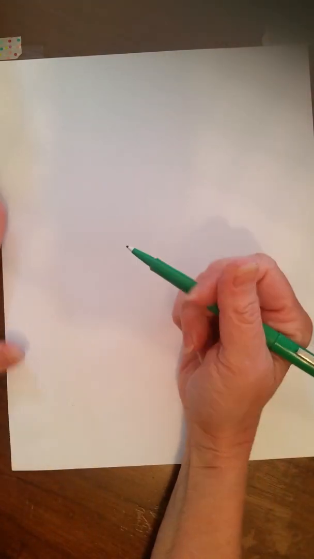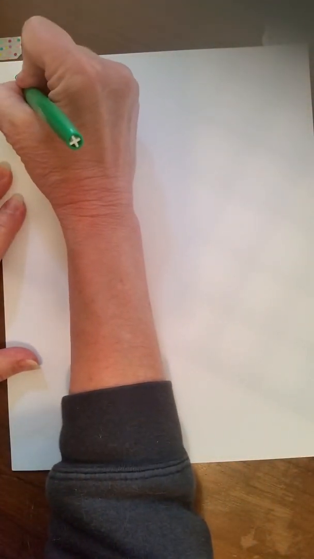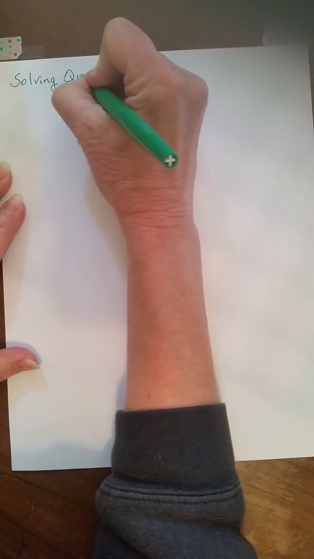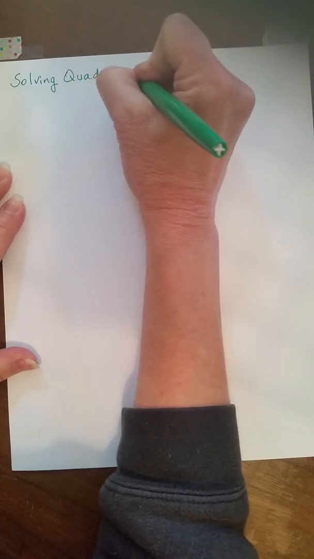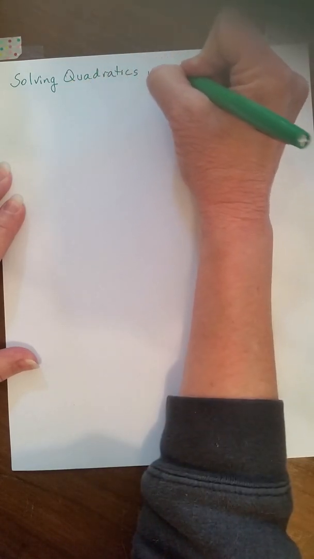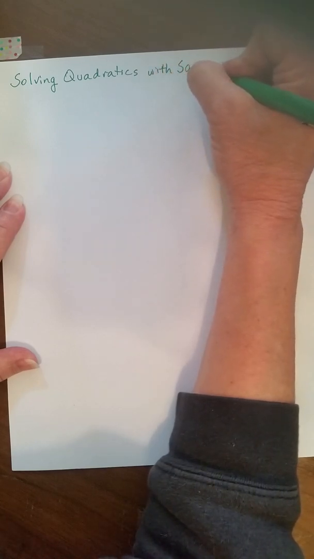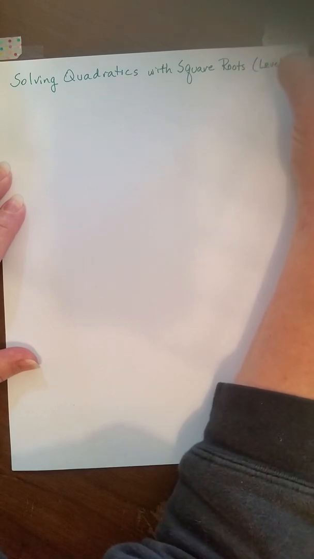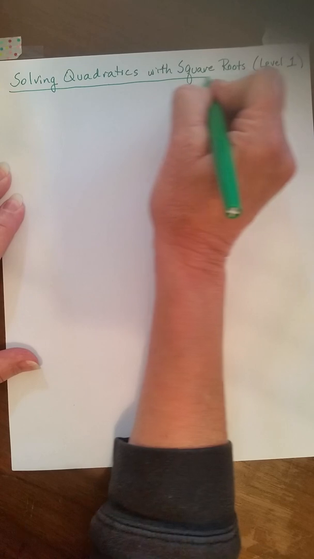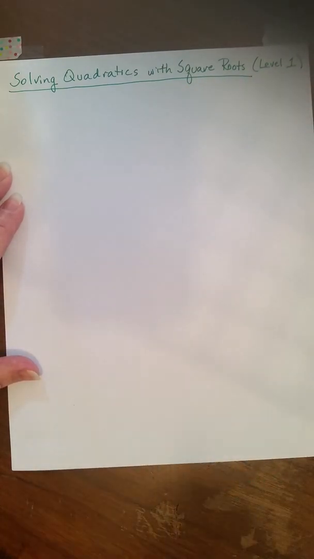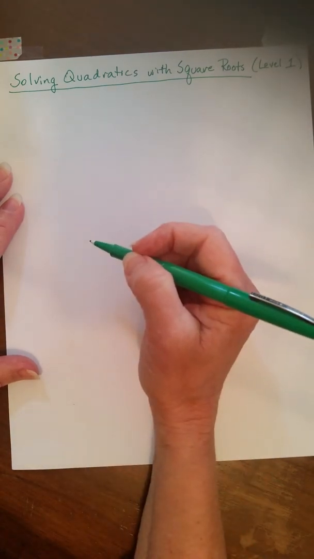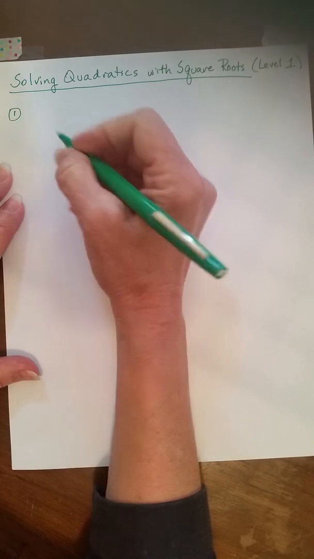Okay, so take out your math notebook and let's just go ahead and write this down. Solving quadratics with square roots, and we're going to do the level 1 problems. Okay, let me make sure, are we focused? Looks like it. Okay, so the first problem I'm going to do looks like this.